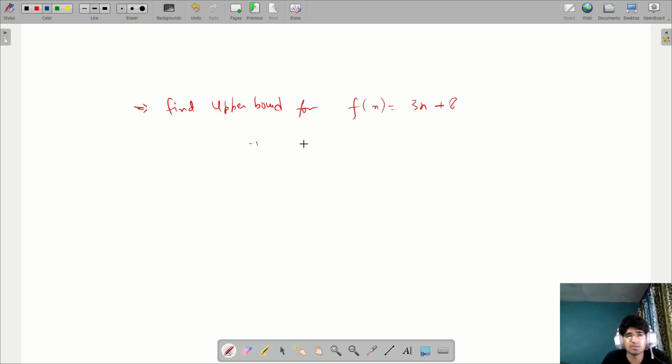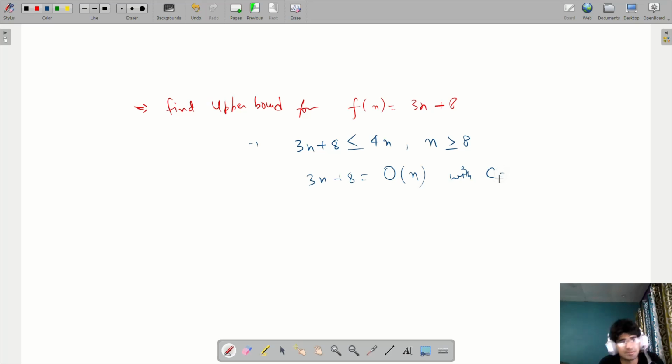Okay, figuring it out. So I can say 3n plus 8 is going to be less than the next bigger value. Let's call it 4n, right? If I solve this, 4n minus 3n will be 8, so n will be greater than or equal to 8. For this value, 3n plus 8 is certainly going to be less than or equal to 4n. n is going to be the upper bound here, right?